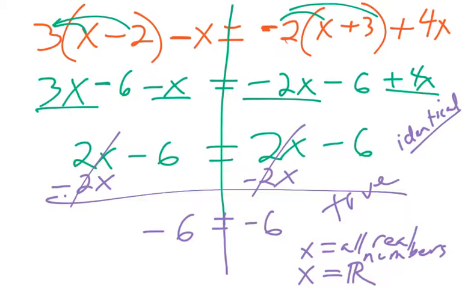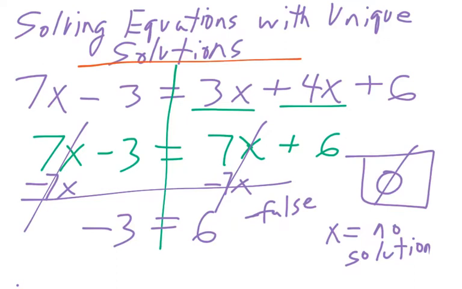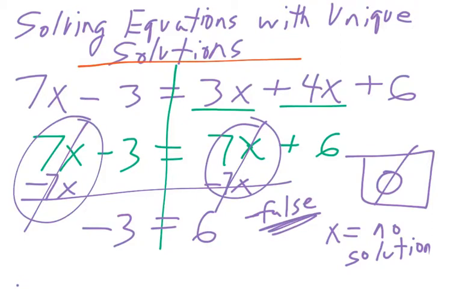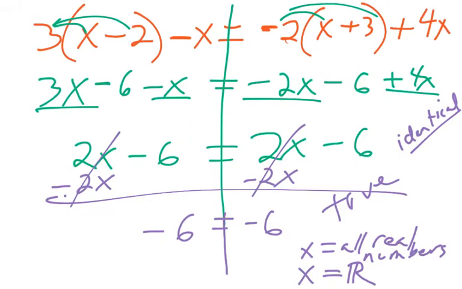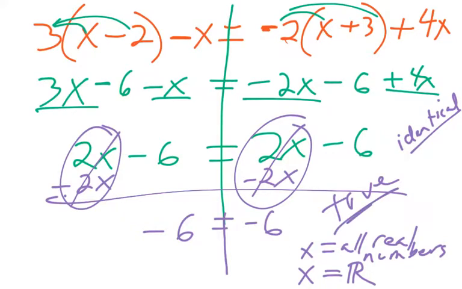Just so you're aware of these two situations: with no solution, the variable cancels and you're left with a false statement. But notice again the variable canceled in both spots. With all real solutions, the sides would be identical, or if you want to take it one step further, the variable cancels, but you're left with a true statement. So if the variable cancels but you're left with a true statement, that means the answer is all real numbers. And again, what that means is that any real number in the world, if you plug it in for x, will make the left-hand side equal to the right-hand side.